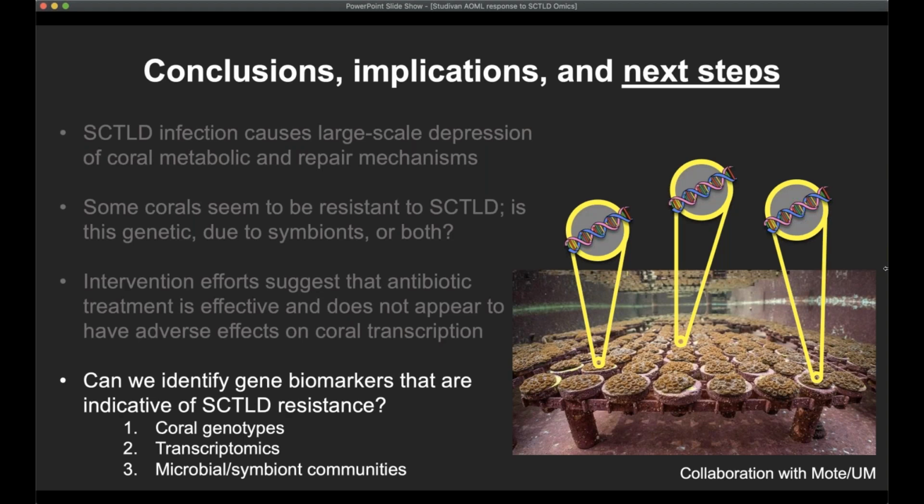So I'm really excited for this project, and I'm hoping that this will allow us to generate some real actionable tools to start screening wild populations.